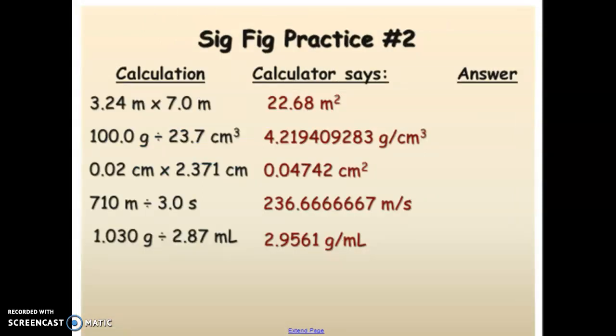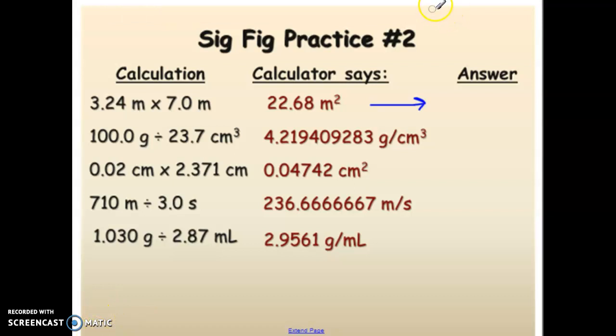Now, give this a try. So all of these are multiplication and division. And I have the answer here. Okay, so these are the answers if you were to put this into your calculator. But what I want you to do is fill in what you think the answer should be with the proper number of significant figures. So pause the video and give that a try.